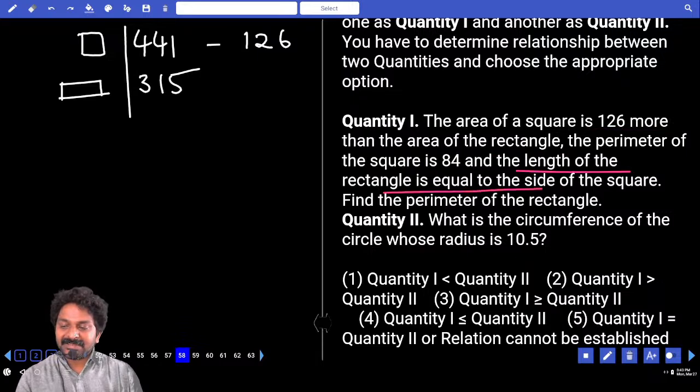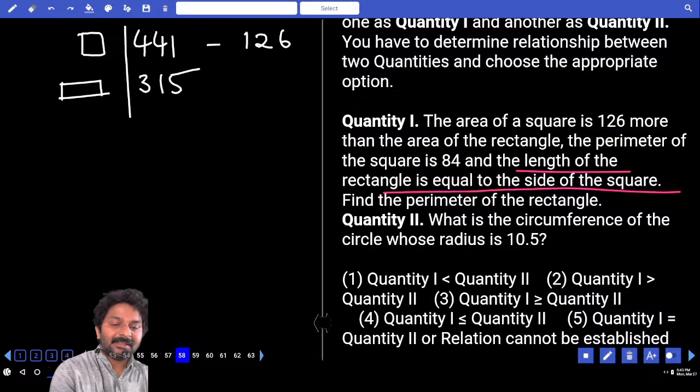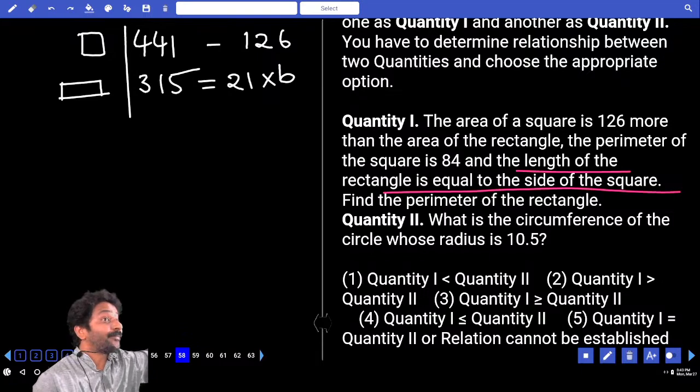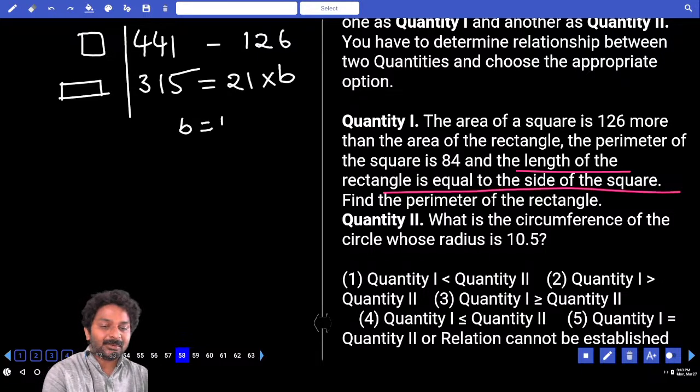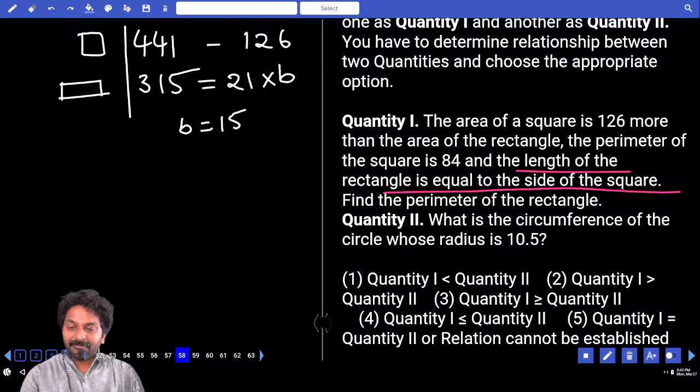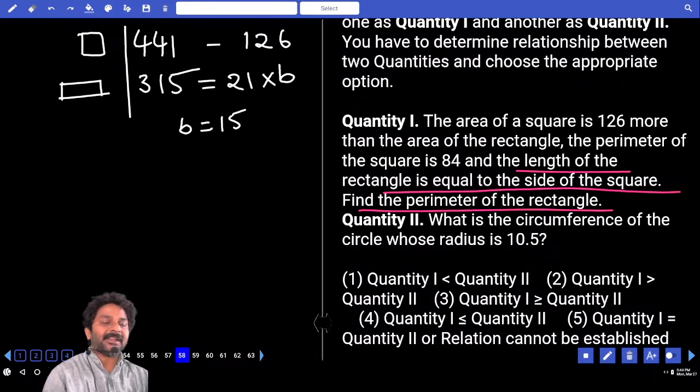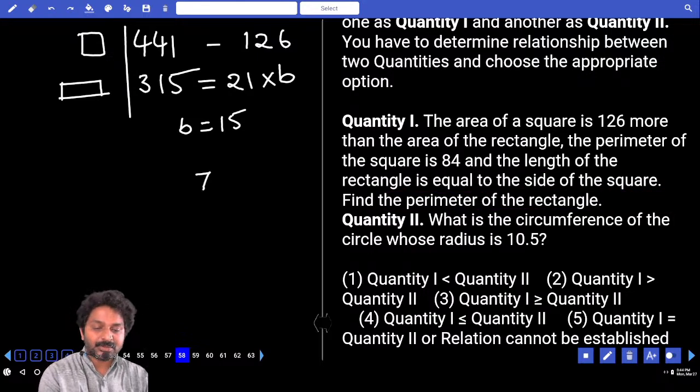The length of the rectangle is equal to the side of the square. That means this must be written as length into breadth. Length is equal to the side of the square, hence I am writing it as 21. Then breadth is equal to 15 only. Find the perimeter of the rectangle. Perimeter of the rectangle is 2 times of L plus B. What was L? 21. Breadth 15. L plus B is 36. Perimeter 72. This is Q1. Next Q2.